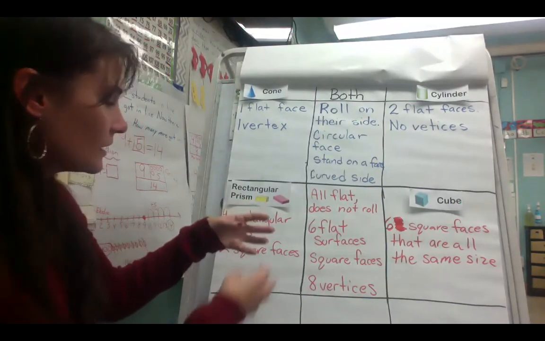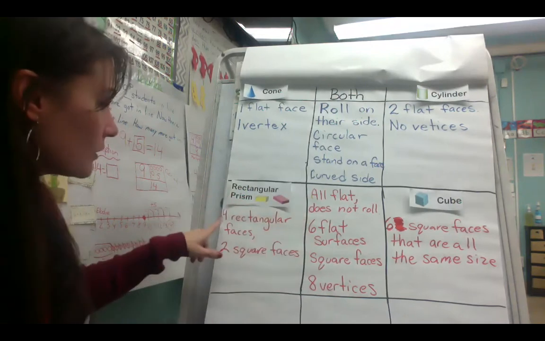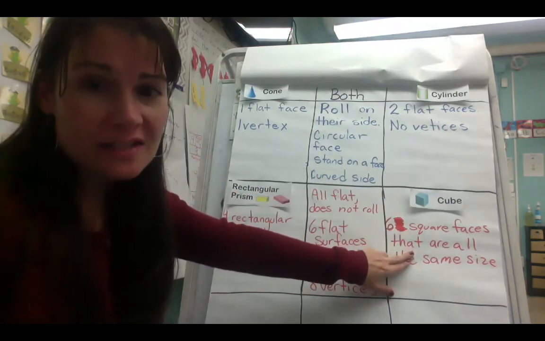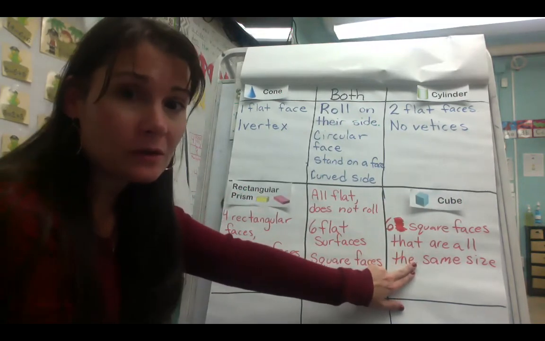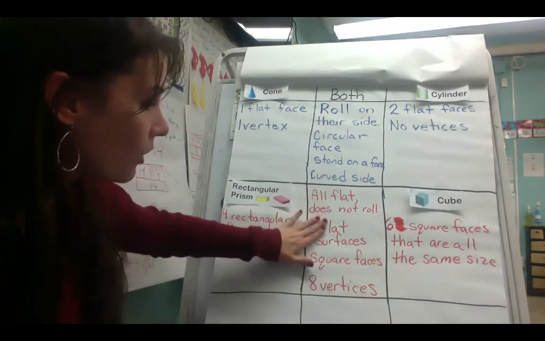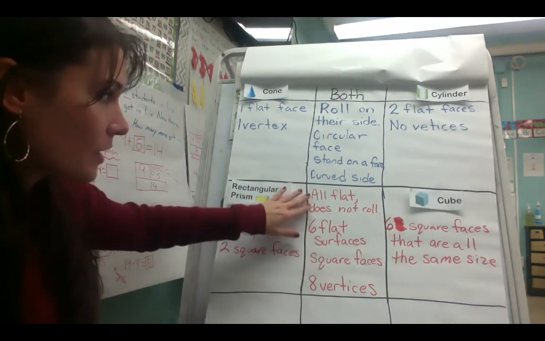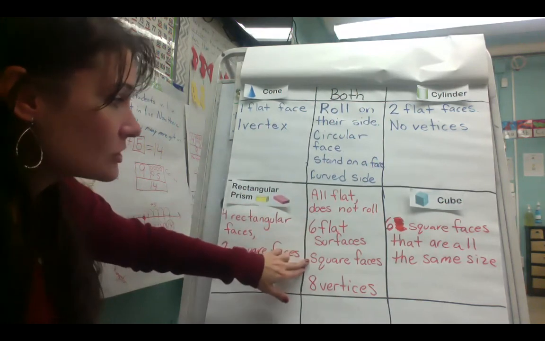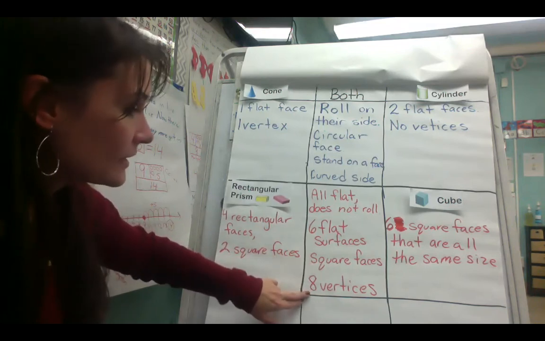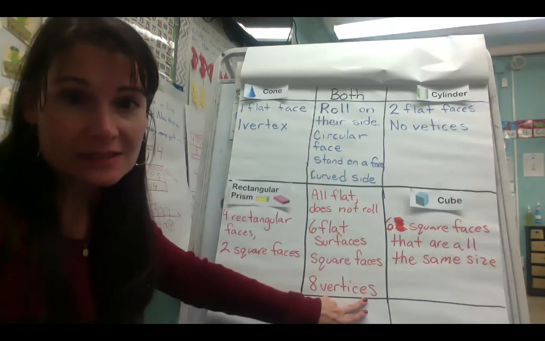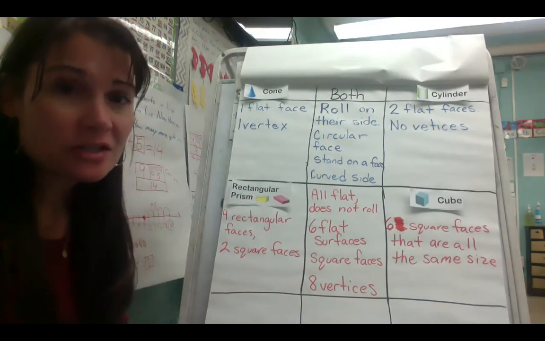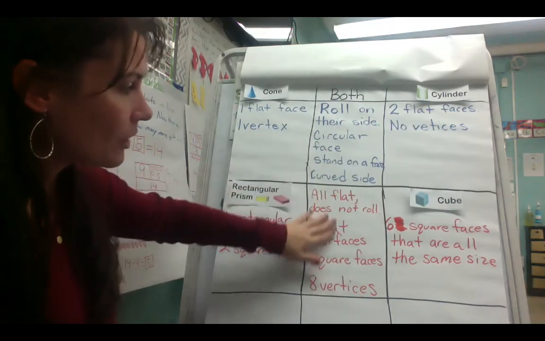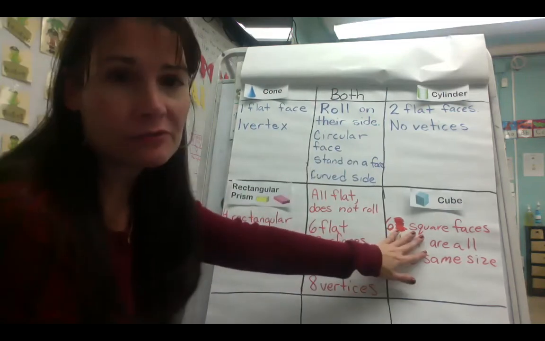This one is stretched out with 4 longer sides and 2 short sides, whereas the cube, all of our sides are the same size or equal. They had all of these things in common though. They were all flat, they don't roll, they have 6 flat surfaces, they do have square faces, and they both had 8 vertices. By thinking about a shape's attributes, it helps you to recognize what they have in common versus what makes them different and unique.